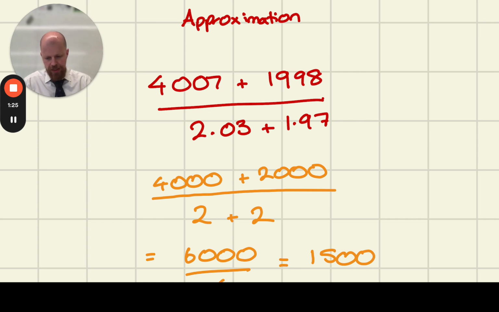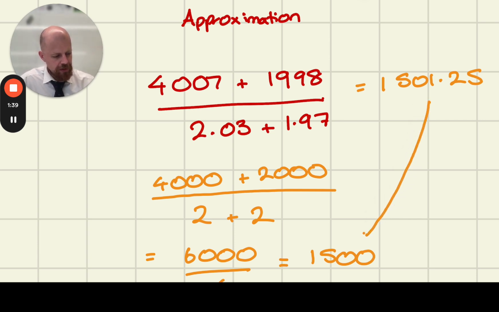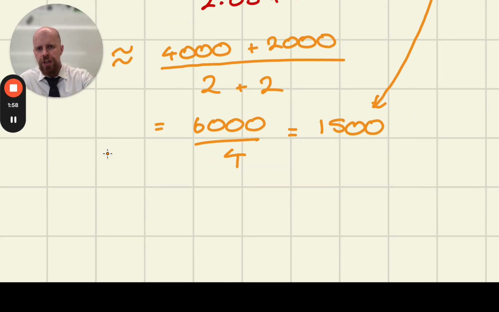4,007 plus 1,998 divided by 2.03 plus 1.97 is exactly 1,501.25. So you can see that we are really close between both of these. The approximation is a good estimate. We can't say it's exact, we can say it's approximately. So we often use these curly equals symbols, which mean approximately equal to. Let's do another example.